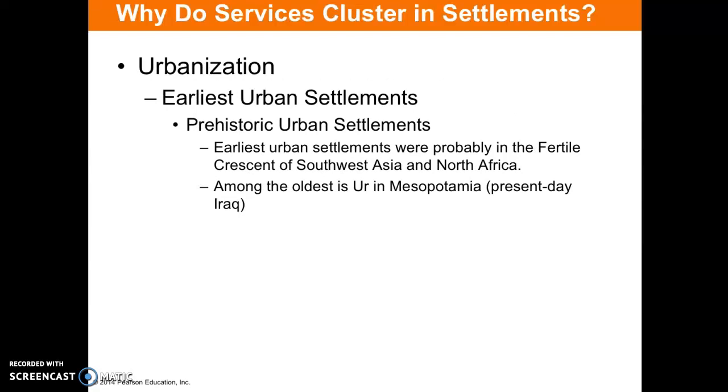When we started to build larger settlements, since we lived in permanent areas, we had some of our earliest urban settlements. Some of the earliest urban settlements were in the Fertile Crescent of Southwest Asia or the Middle East, and then North Africa. Among the oldest is Ur in Mesopotamia, which is present-day Iraq.